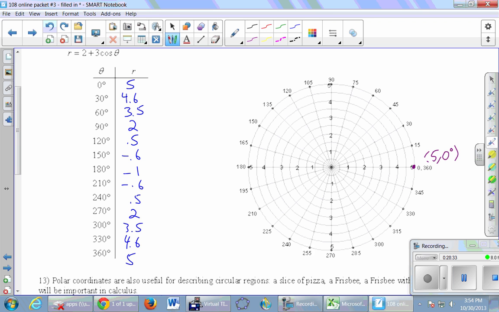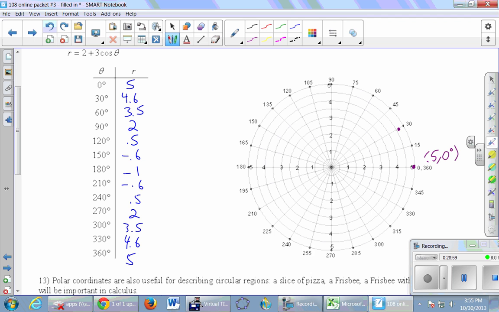Okay, the next one is at 30 degrees, and then we go 4.6. So we're going to have to estimate here. So the 30-degree line is marked. 4.6, well, there's the 4 circle, and there's the 5. There's a 4.5 circle there. So just a little bit out past the 4.5 circle. So 30 degrees and 4.6 is maybe there. Let's just do a couple more of these together because things get tricky when you are plotting negative r values.